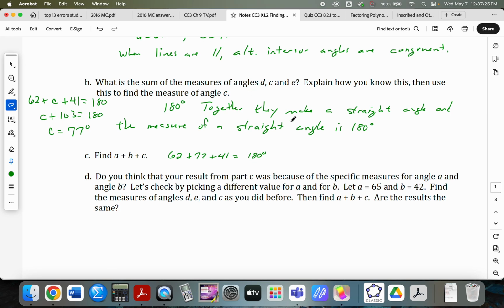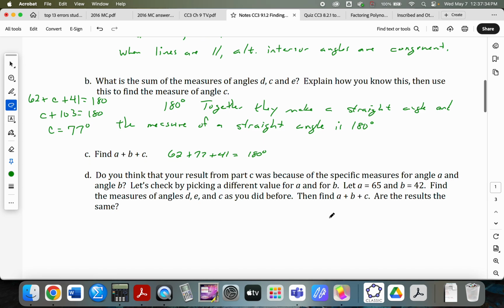So here, and we'll skip it for the sake of time, they said, what if we changed it to 65 and 42? Would it still work out? The answer is yeah, it would still work out.